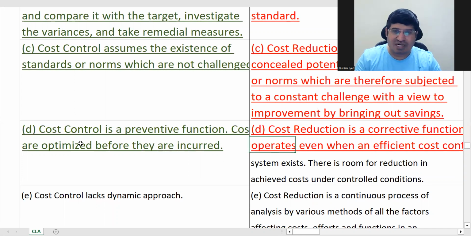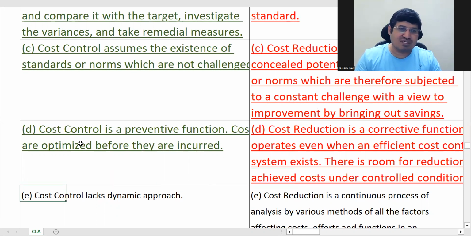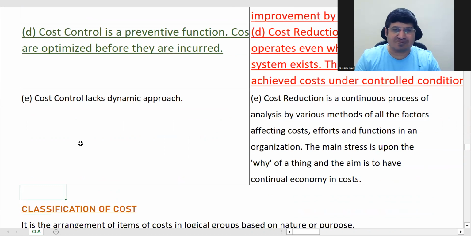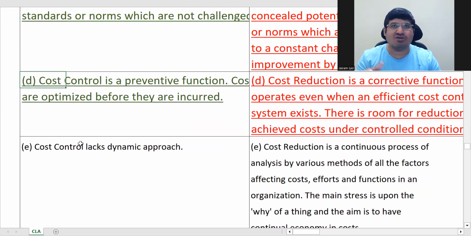It can even operate when an efficient cost control system exists. When you have a very good cost control system, still you can find out cost reduction. So one point basically is cost reduction will operate even when there is a very good cost control system in place. It can be any new thing you have discovered by which you have reduced cost.